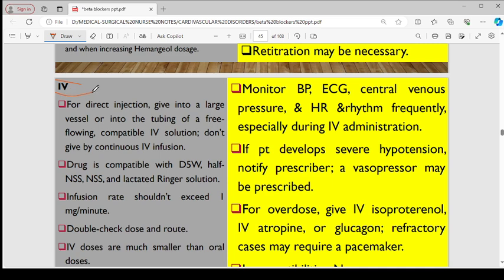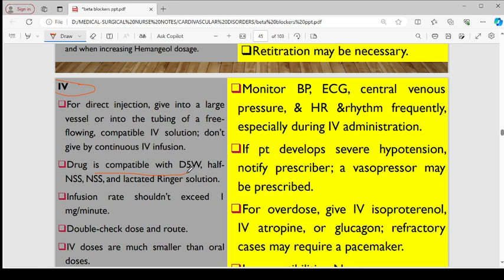About the IV, intravenous, for direct injection, you have to give it in a large vessel or into the tubing of a free flowing compatible IV solution. Don't give by continuous IV infusion. The drug is compatible with the dextrose, the saline, the lactate solution.